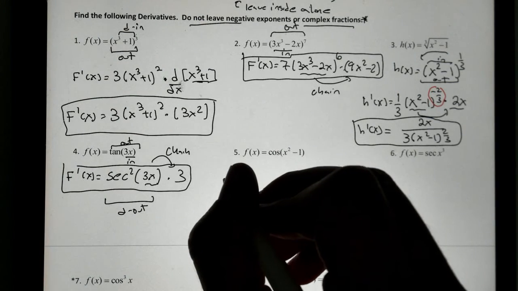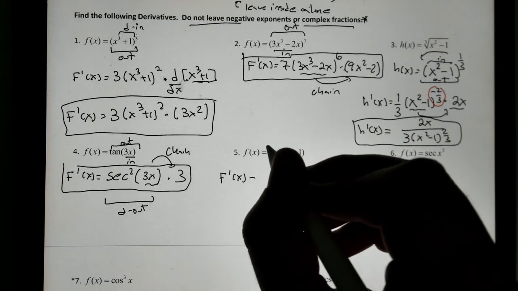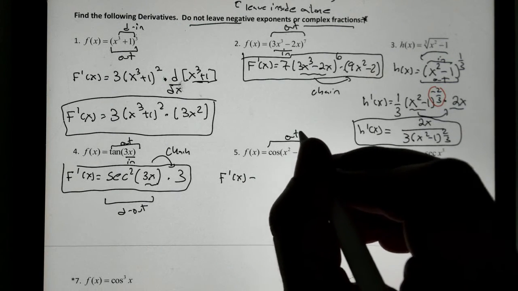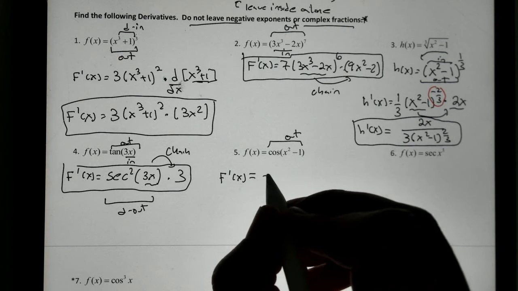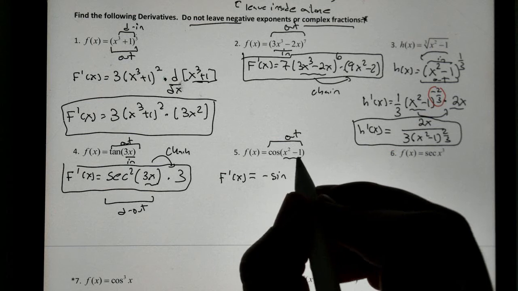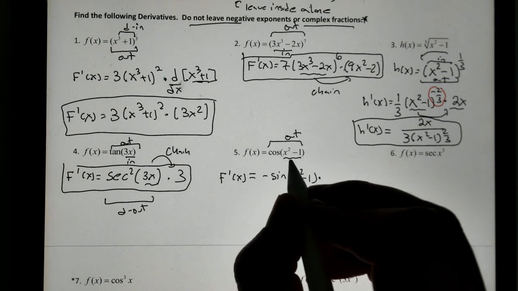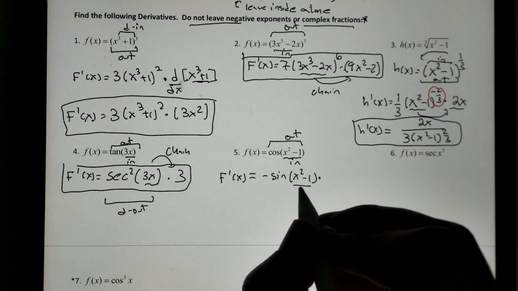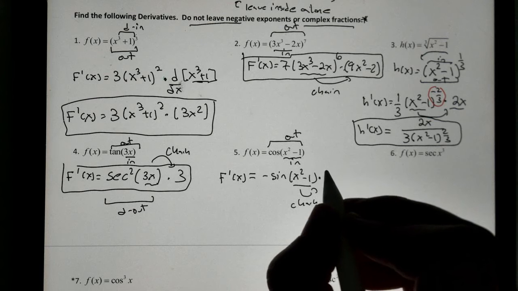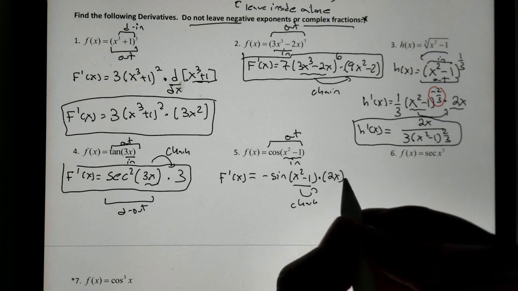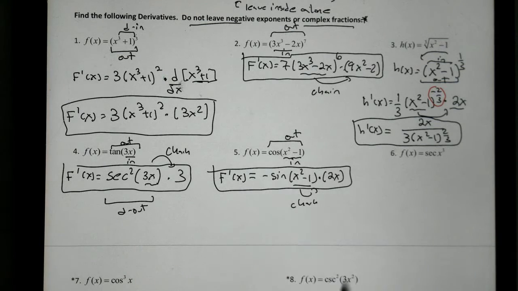When we take the derivative, we're going to get f prime of x. Well, what is our outside function? It is cosine. So when we take the derivative of cosine, we get negative sine. Remember, leave the inside alone for now, x squared minus 1. But now we're going to do the derivative of the inside. Now we're going to apply our chain rule. And what's the derivative of x squared minus 1? Dos equis. Stay nerdy, my friends. And there we go, there's your answer.